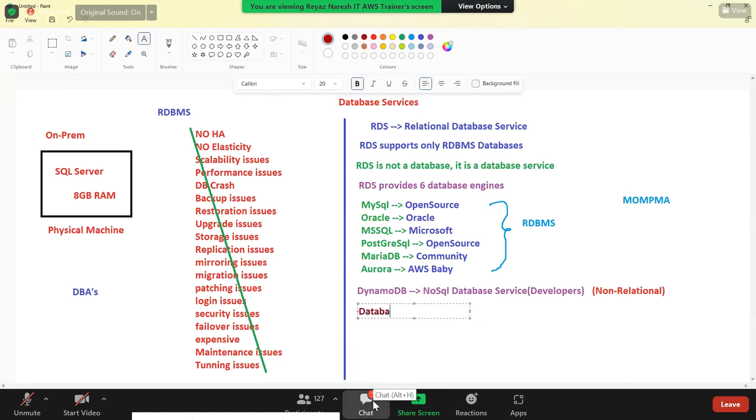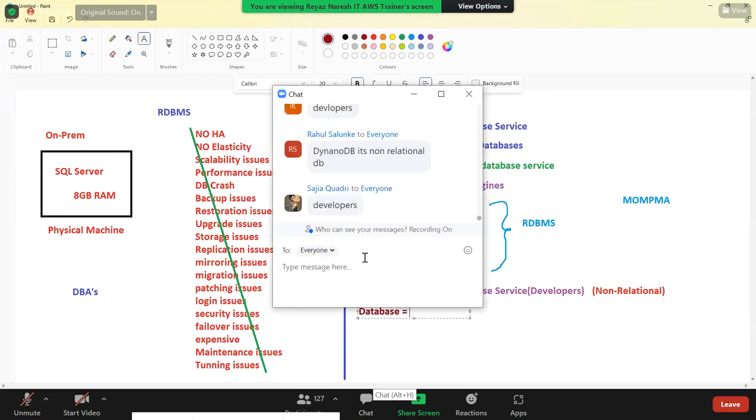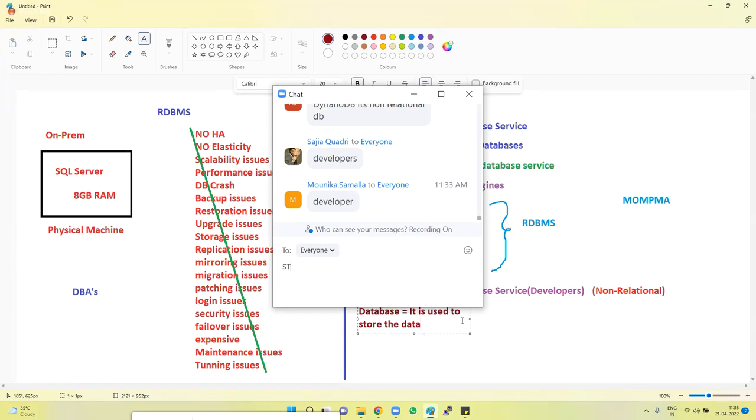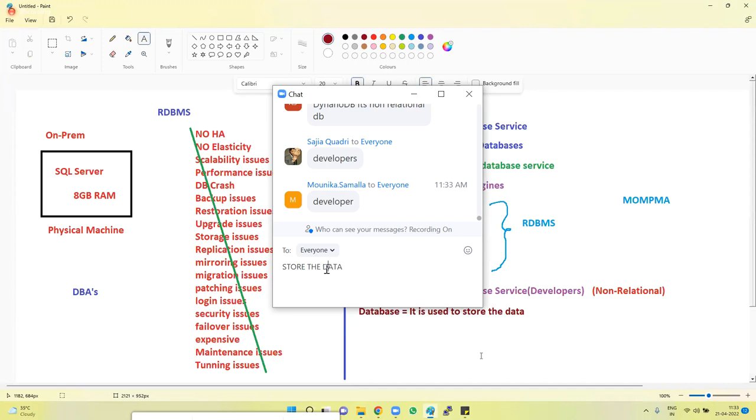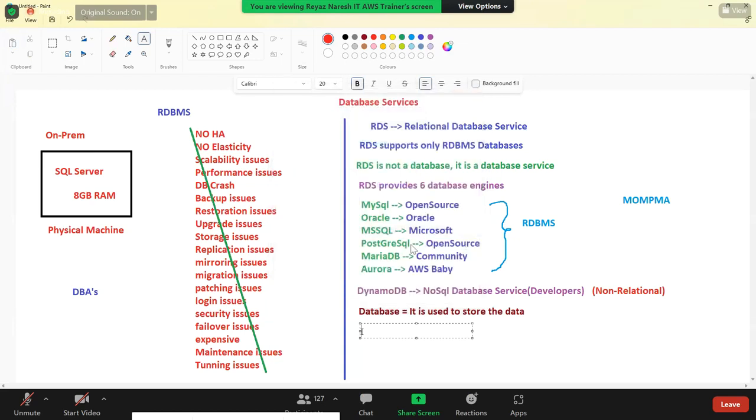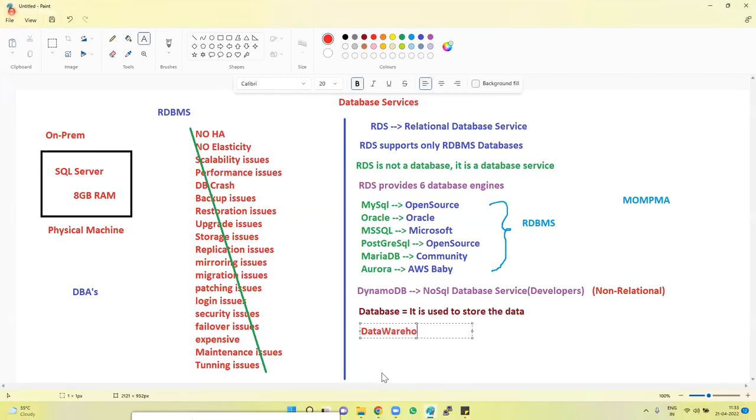So guys, in general, what is a database called? Can we say that it is used to store the data? This is what we learned in our starting days. But did I say that it is used to store huge data? No. If I say that it is used to store huge data, that is not called a database, that is called a data warehouse.